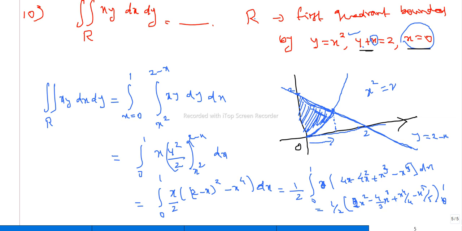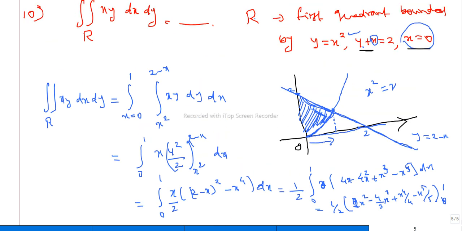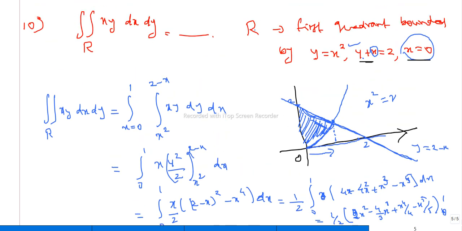Taking the upper value, this is equal to 1 by 2 times (2 minus 4 by 3 plus 1 by 4 minus 1 by 5). So if you simplify this, finally you get the answer. You will get 3 by 8. So the area under this curve region is 3 by 8.